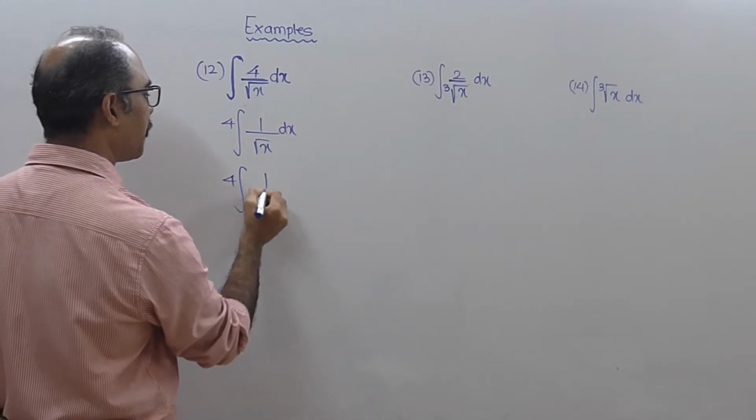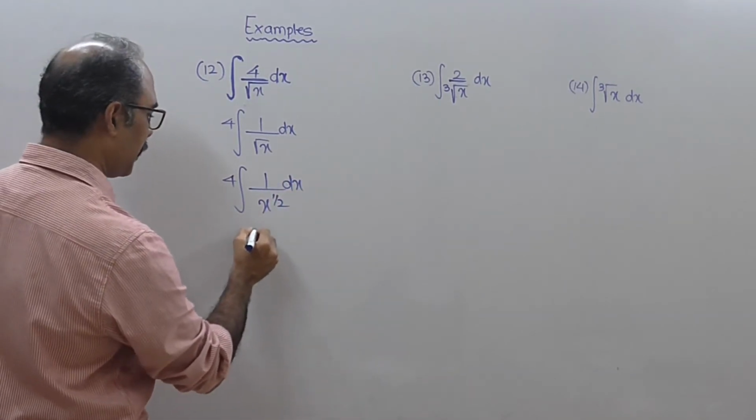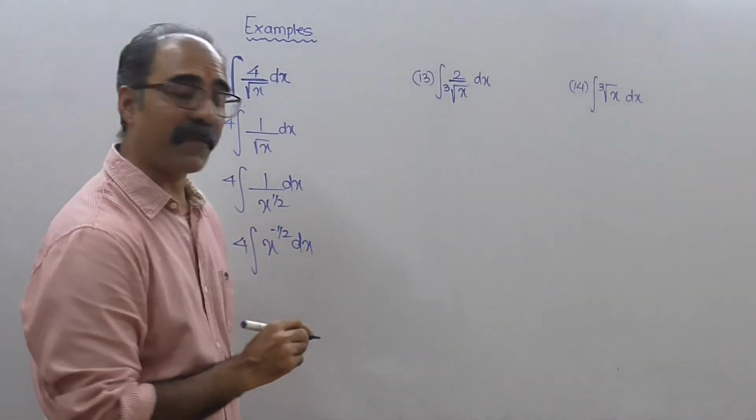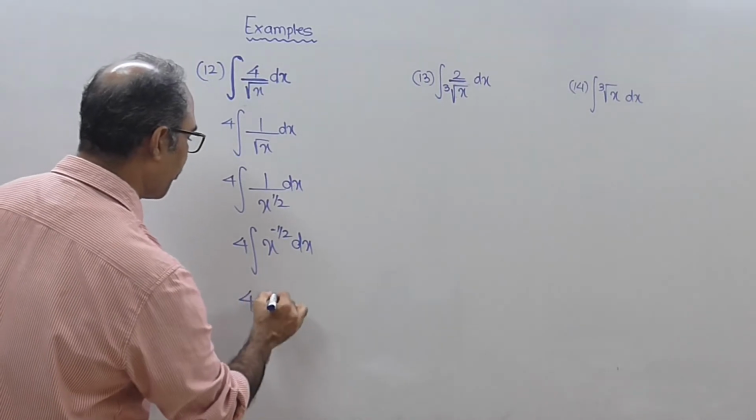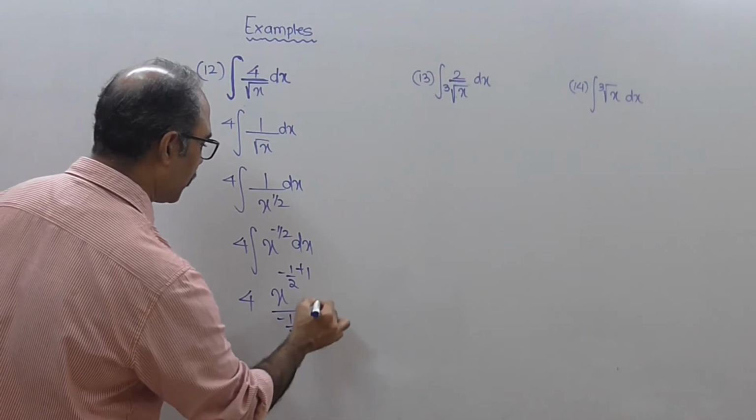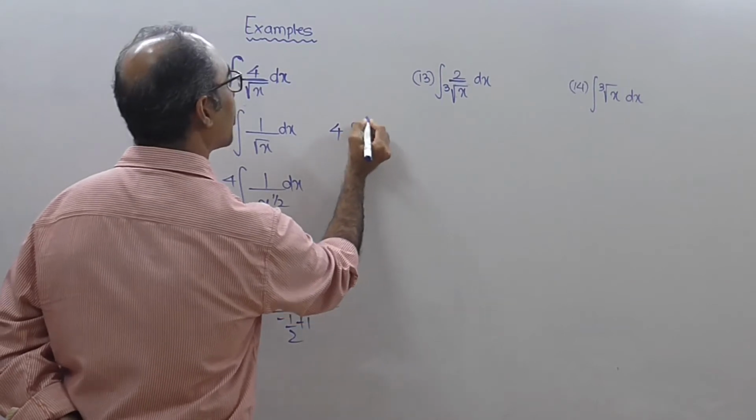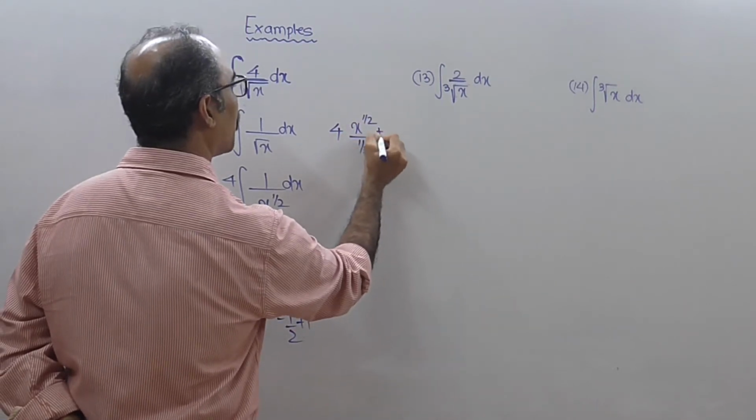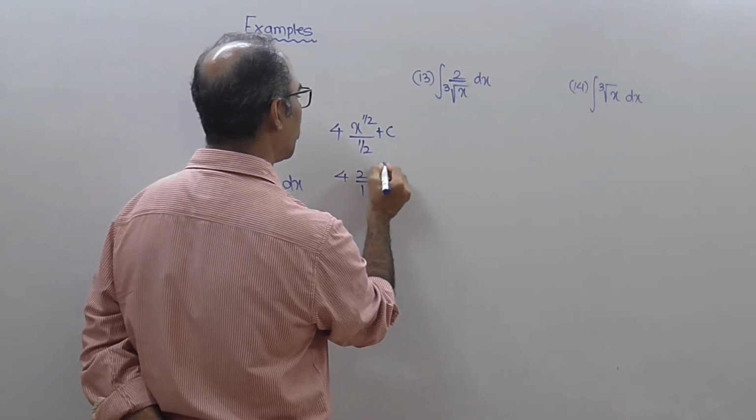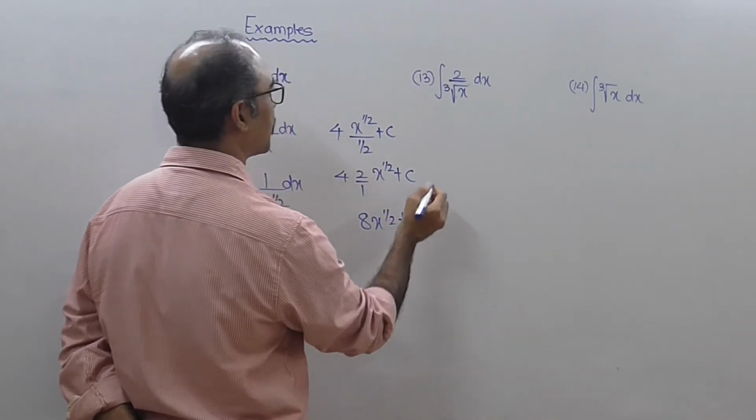See, there is no integration for 1 upon root x. So what we can do is, root x means the power of x is half. So you can write this as 4 integration x raised to minus half dx. Now this turns out to be a power function. This is in the form of x raised to n, that is x raised to n plus 1 upon n plus 1 plus c. That means we get this as 4 x raised to half upon half plus c. This will become 4, 1 upon 2 will become 2 by 1, x raised to half plus c. The answer for this is 8 times x raised to half plus c.